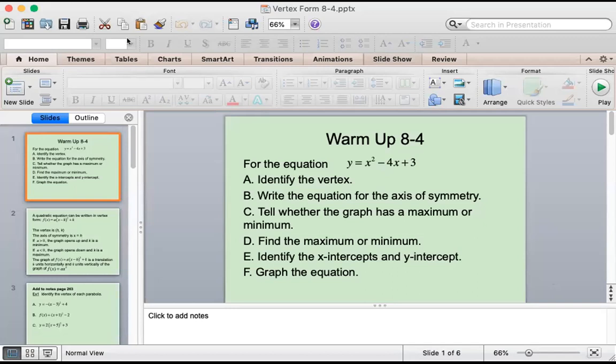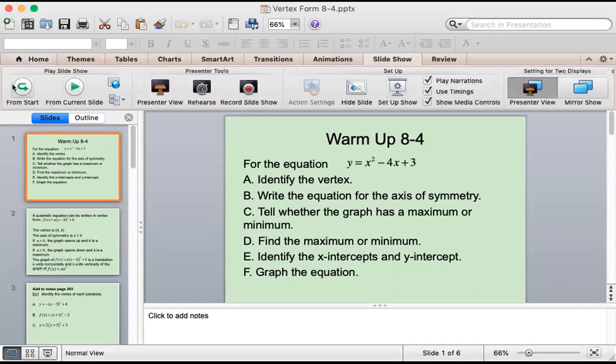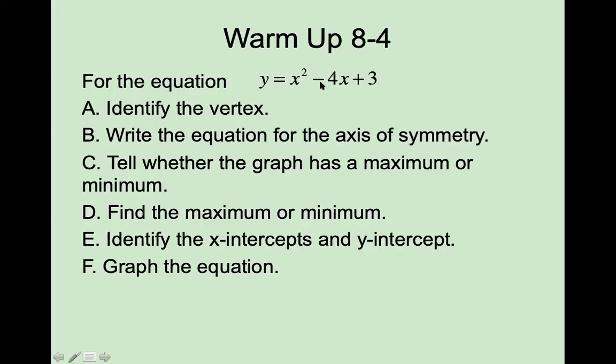You are asked to do several things here. First of all, we're given the equation y equals x squared minus 4x plus 3. And you are asked to find the vertex, the equation of the axis of symmetry, tell whether it has a max or min, find the max or min, identify the x-intercepts, we'll talk about that one, and the y-intercept, and then graph it. So pause the video, grab some paper, and give it a try.